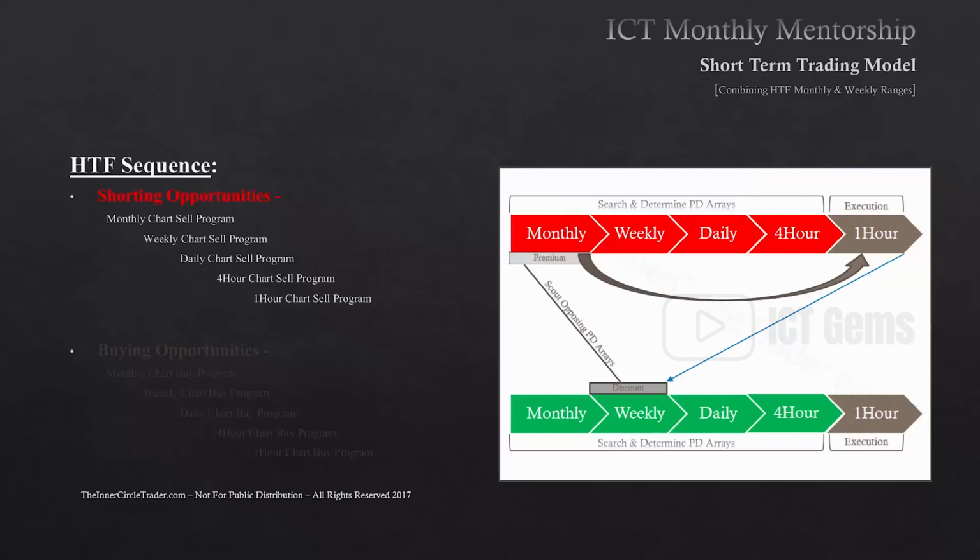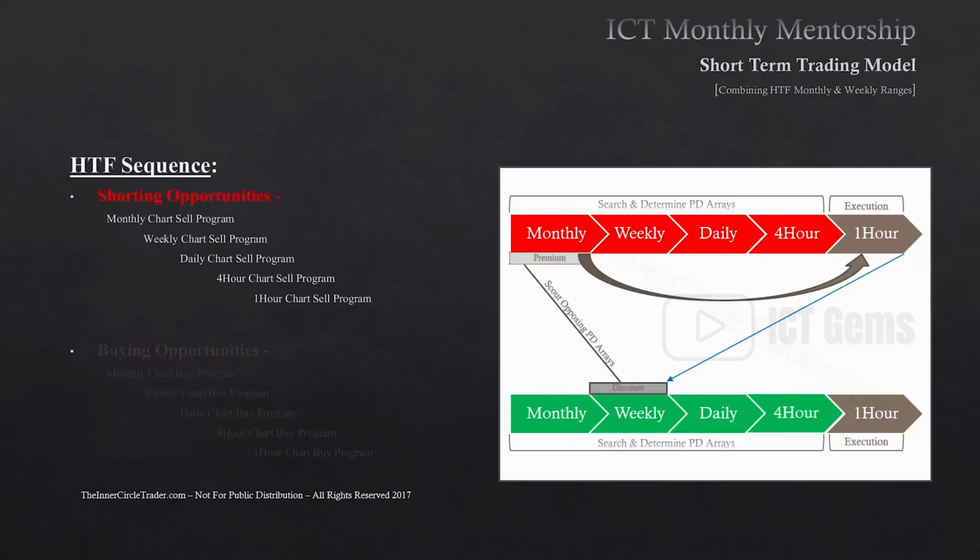We're looking for an opposing weekly discount. Whatever that range is, it may be hundreds of pips, or it could be 1,000 pips. I don't know. It's going to be unique to each market and environment. But we may have missed the real opportunity to trade off of that monthly premium.